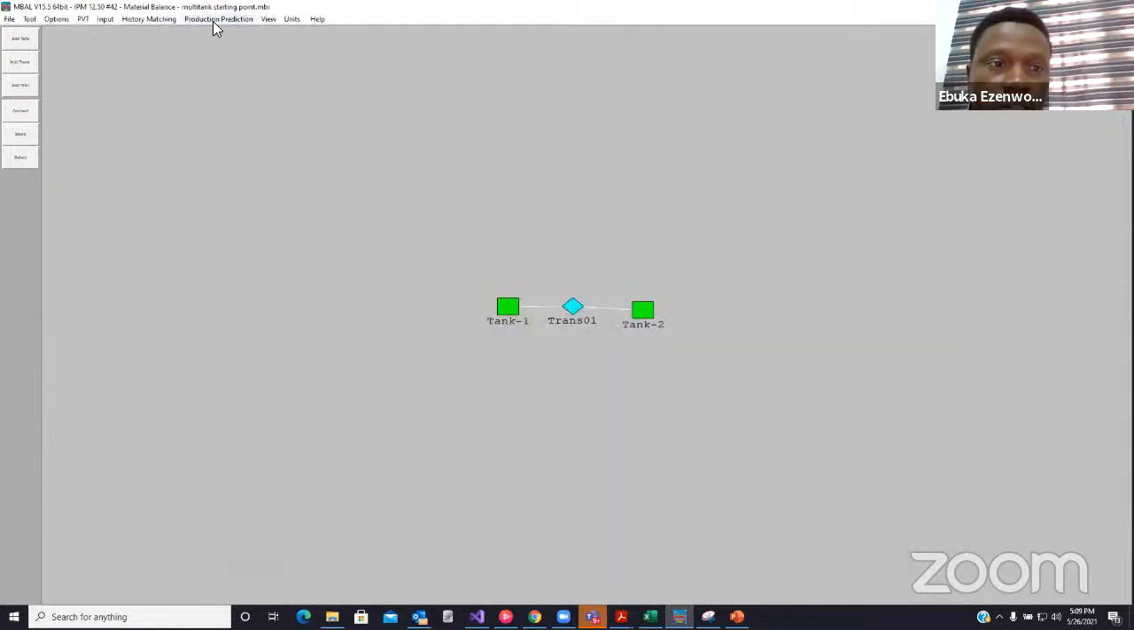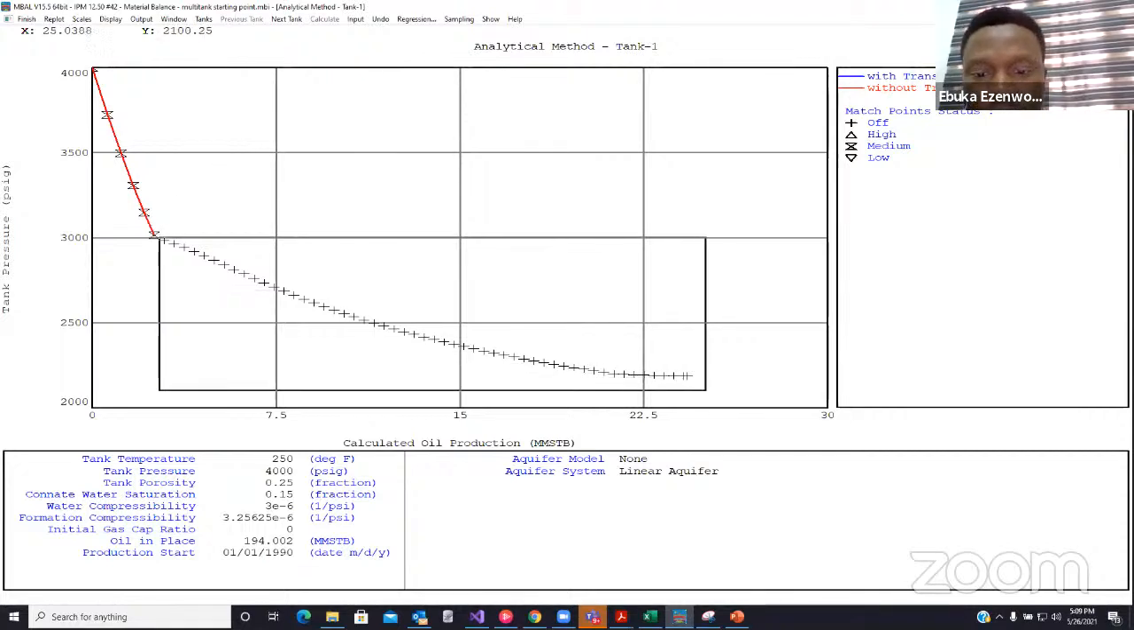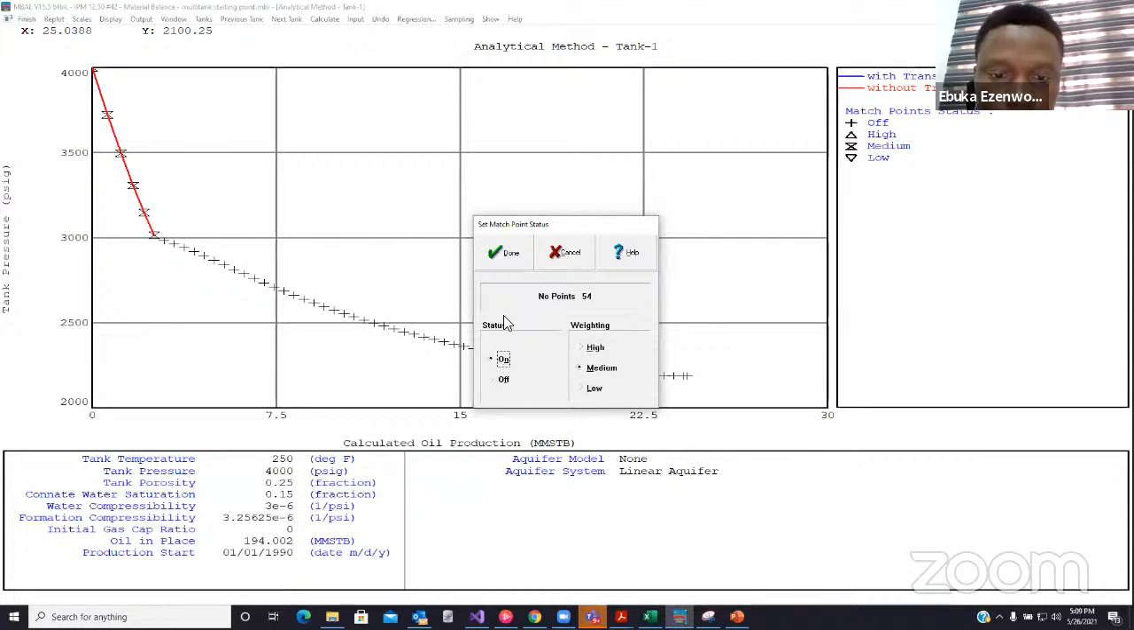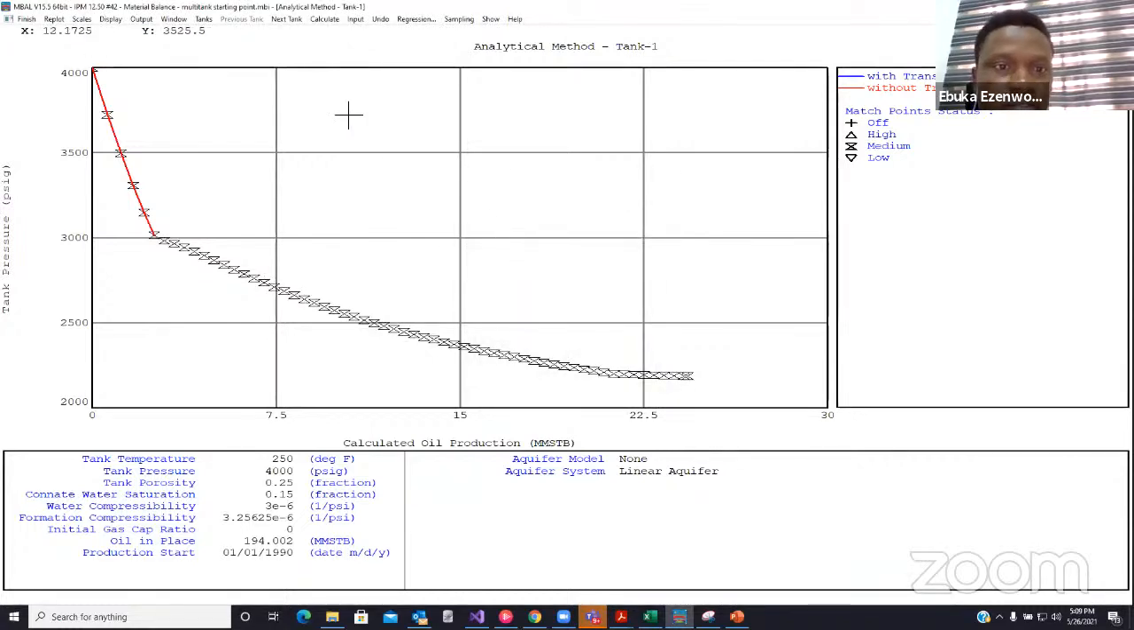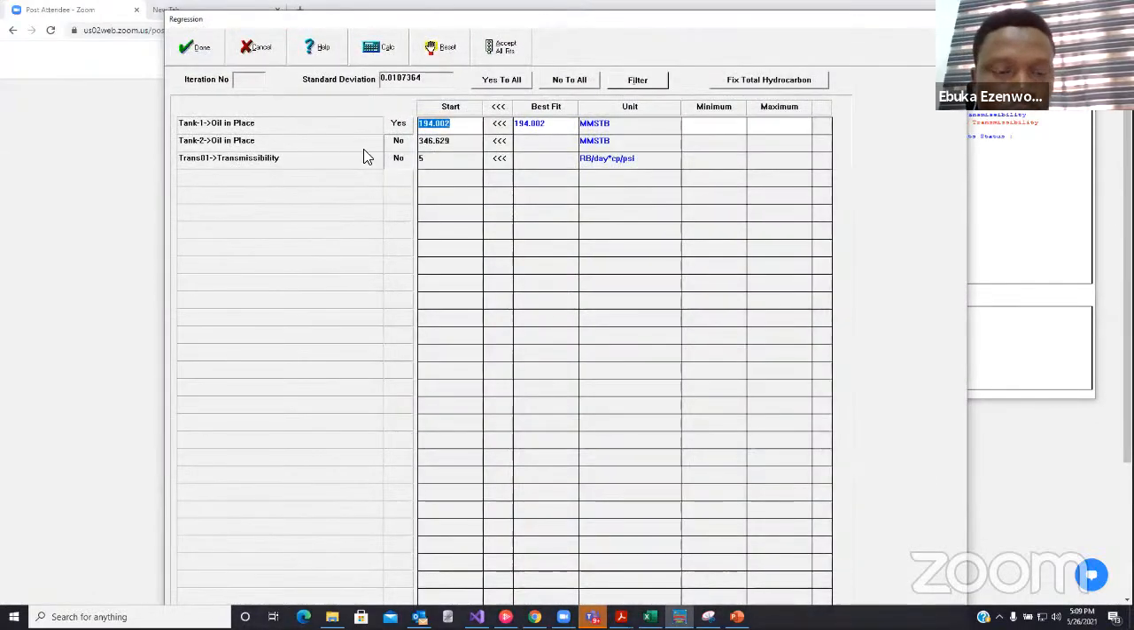So if that is done, and then I come back to my history matching process, now I have my analytical model both with transmissibility and without transmissibility. At this time I bring back these pressure points that I turned off, to now do a final regression on the whole model. So I'm going to regress on the transmissibility, because it's going to help me estimate the rate at which fluid is flowing between those tanks.